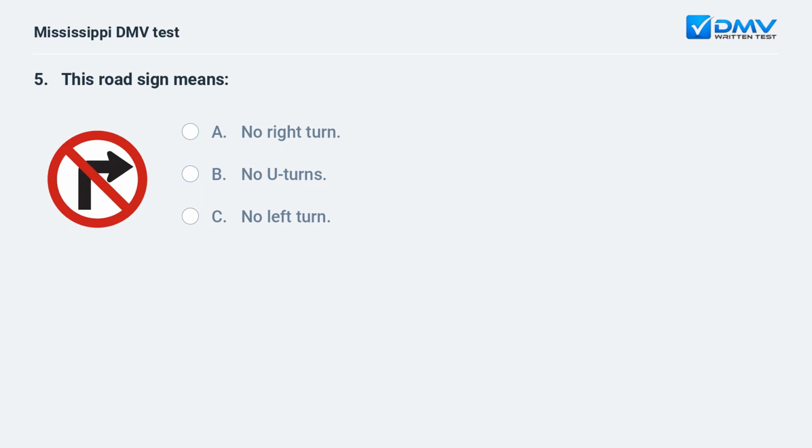This road sign means A. No right turn. B. No U-turns. C. No left turn.